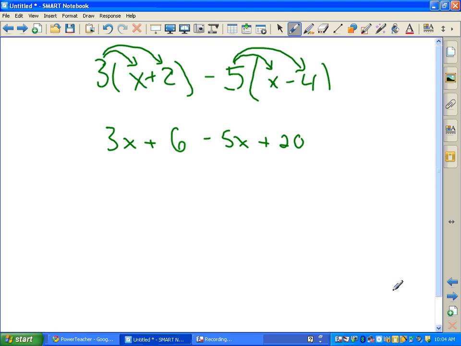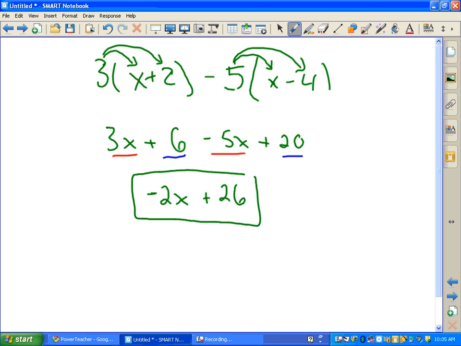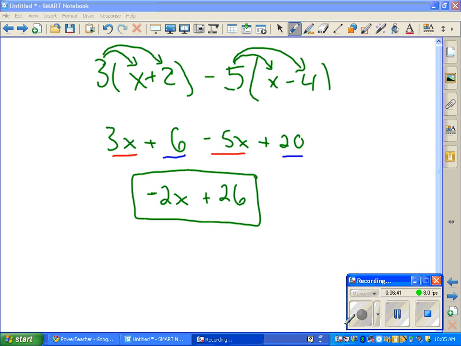Now that I've done my distributing, I just combine like terms. I've got a 3x and a minus 5x. 3 minus 5 is negative 2. So negative 2x. Then I also have two whole numbers, a 6 and a 20. 6 plus 20 is 26. It's positive. That's in standard form, so that'll be my answer. So always remember, just add a line, change the sign, and then you're just adding by combining like terms.